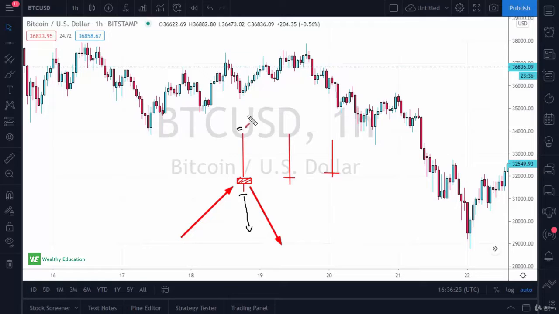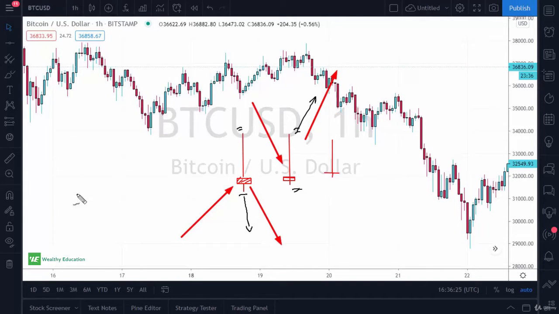Now, an inverted hammer is just simply this. It is a hammer. I'll go ahead and put a little body here. But it is a hammer at the bottom of a downtrend. On a break above the top of this, you would recognize this as a bullish sign.